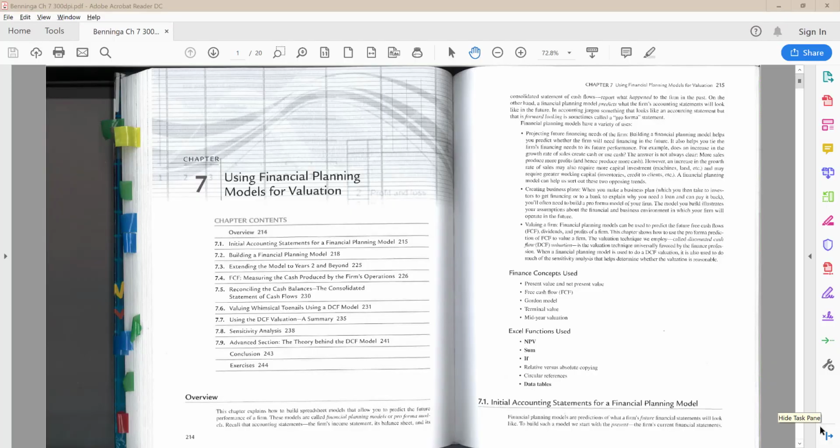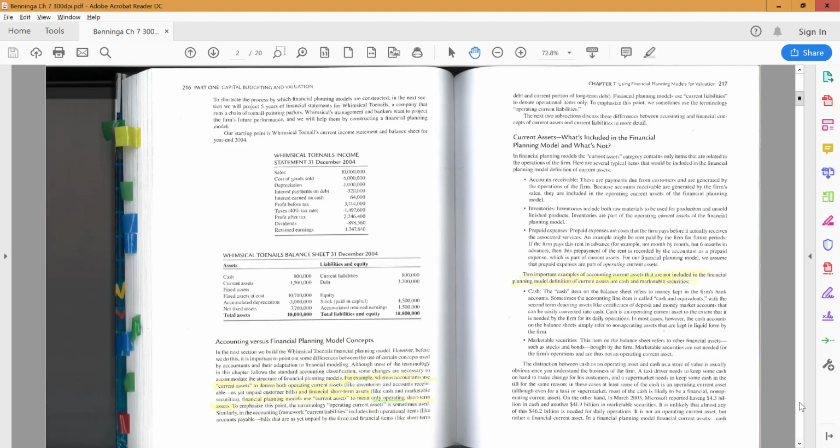This video is an introduction to Chapter 7 of Simon Benninga's Principles of Finance with Excel. After the introduction of the chapter, he goes to 7.1 and talks about the difference between accounting statements for financial models and accounting statements for accounting purposes. Basically the difference is how things flow into current assets and current liabilities. For financial models, we separate out what has to do with operations. If you read this section, he explains it pretty well.